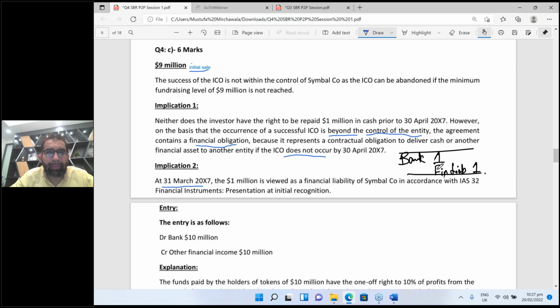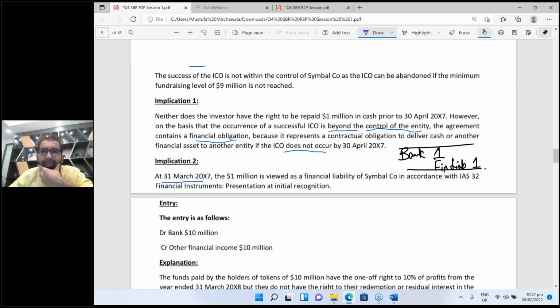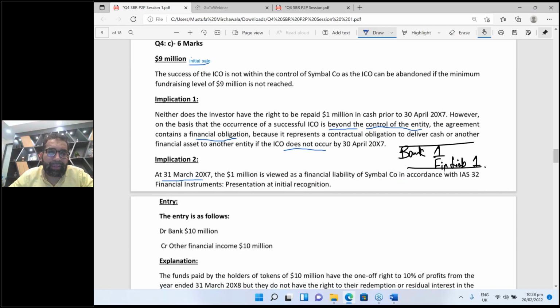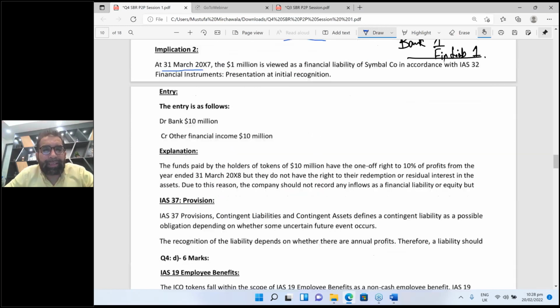Now what about the next year? Next year at 30th April X7, when you receive 10 million at the time of issuing the token, you will make the entry: debit bank 10 million and credit financial income. Sir, why income? Because there is no contractual obligation to deliver cash.